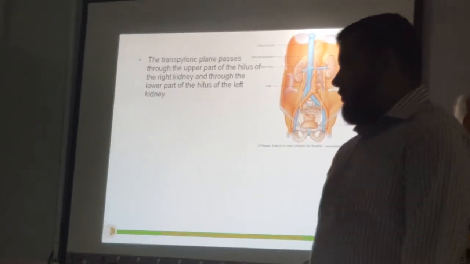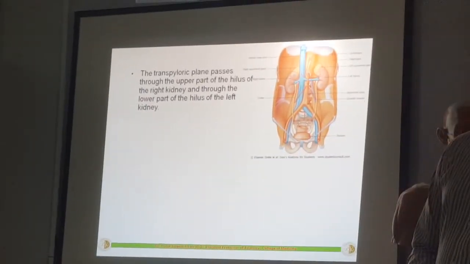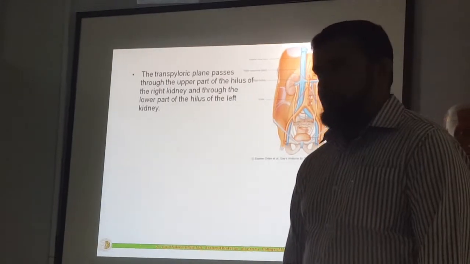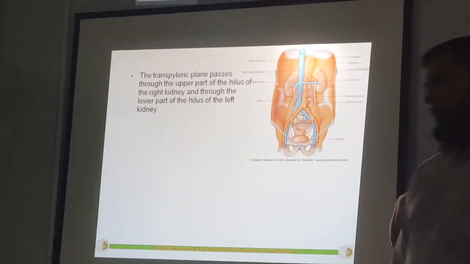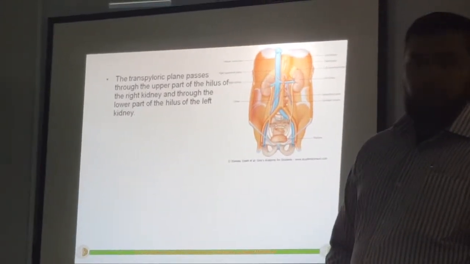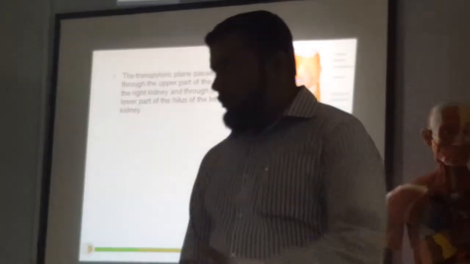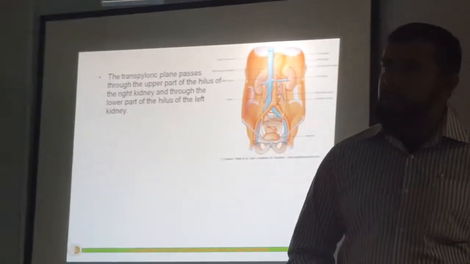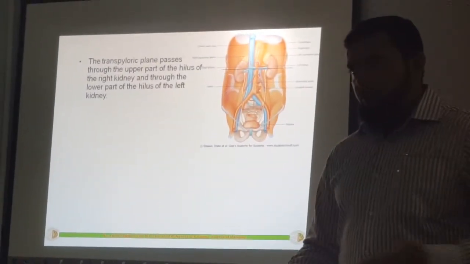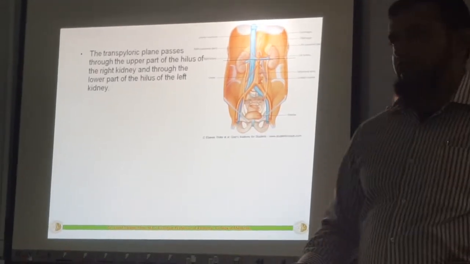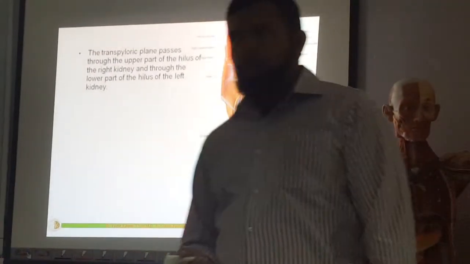If you see the transpyloric plane, what is the transpyloric plane? What is the pylorus? Part of the stomach. Okay. Through that part of the stomach, there is a horizontal line passing. This is called the transpyloric plane. There is a plane which passes through the pylorus of the stomach. This is called the transpyloric plane.